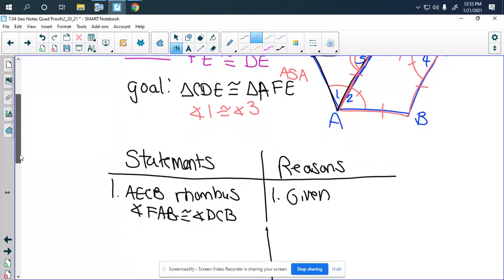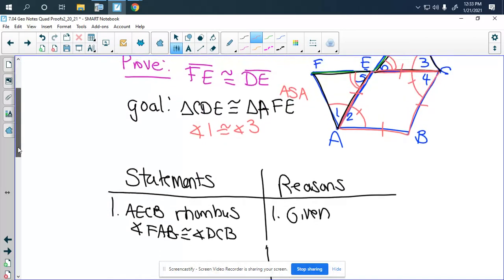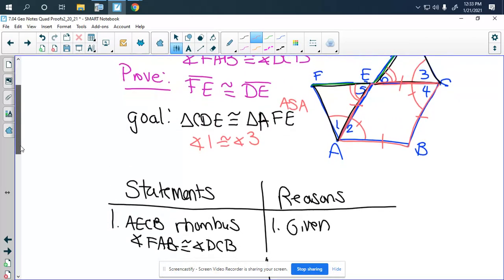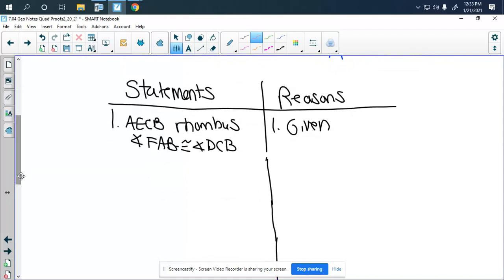All right, go ahead and try writing out as much as you can of your proof and see how far you can get, and then check back with me. All right, so hopefully you have in here that angle 5 is congruent to angle 6. I'm not going to write out everything here, but you could write that vertical angles are congruent. It's something I think most of you were probably able to get.